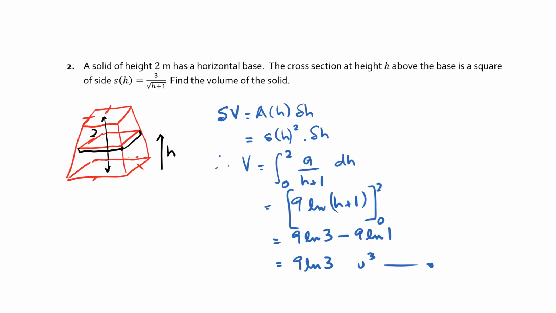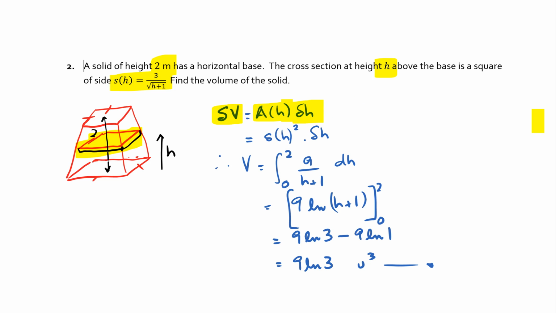Now for our next question, it says a solid of height 2 meters has a horizontal base. The cross section at a height h above the base is a square of side length s of h. So we need to find the volume of the solid. So we imagine a slice somewhere up there at a height h, and we think about that little element of volume. So that little element of volume is going to have a certain area, which we've got an equation for as a function of the height, and it will have a thickness delta h.